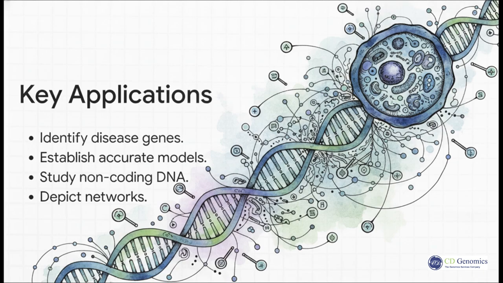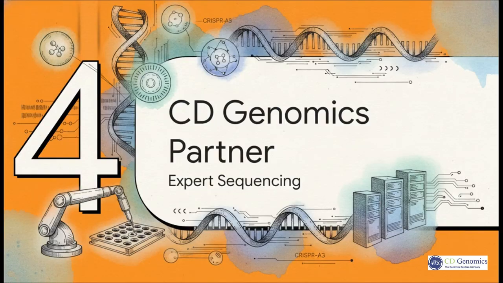You know the stuff we used to call junk DNA? Turns out that junk plays absolutely pivotal roles in gene regulation and tumorigenesis. People are even combining this with single-cell sequencing to map out wildly complex biological regulatory networks. And that leads us right into part 4, partnering with CD Genomics.